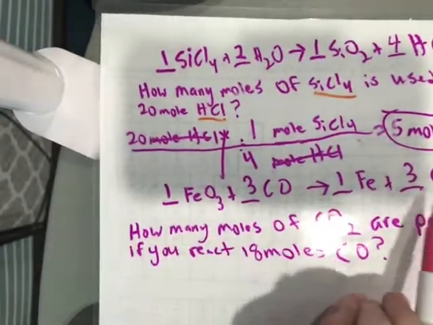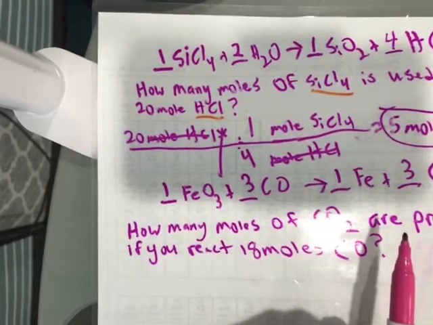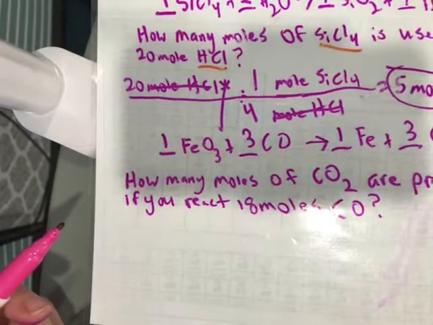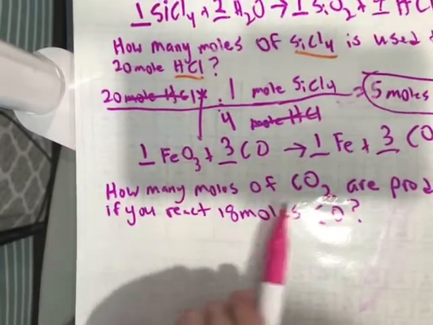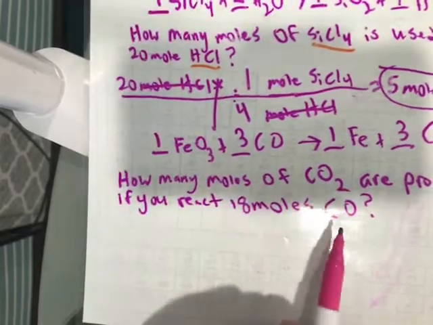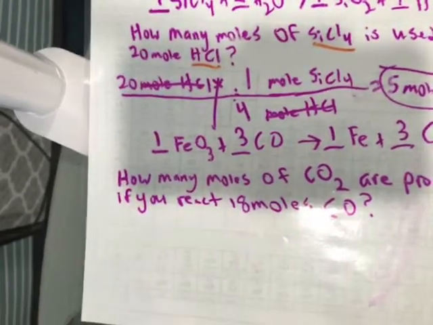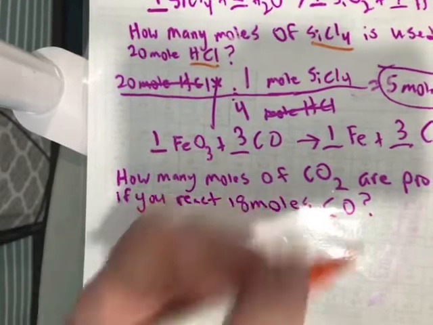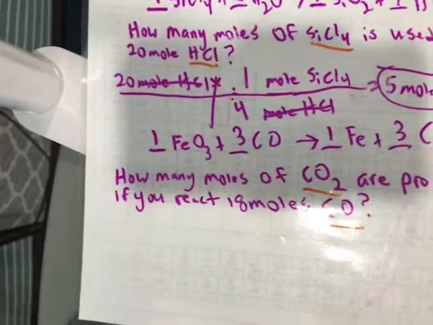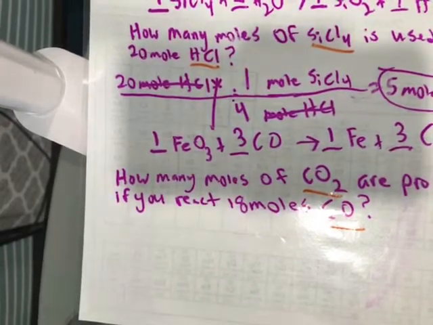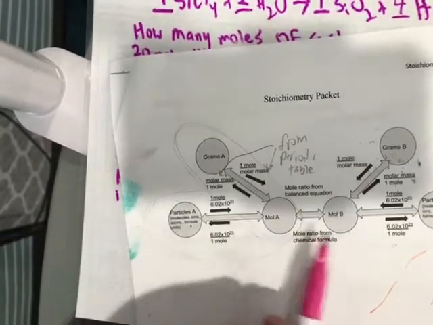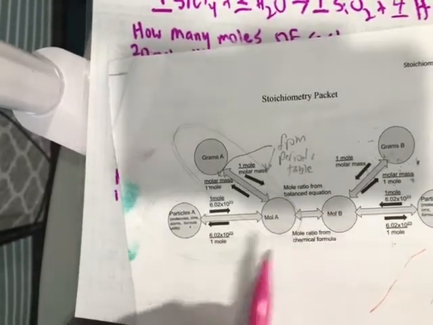Now let's set up another one. Again, I've already balanced it for you. If you need more help with balancing, look at my other videos. Same 3 steps. What do I have? Let's read it. How many moles of CO2 are produced if you react 18 moles of CO? Sounds like that's my given, but I also notice I've got 2 different compounds. CO2, carbon dioxide, is different than CO, carbon monoxide. So that tells me I'm going to have to use this crossover between A and B. This is the only place I can go to get from A to B.